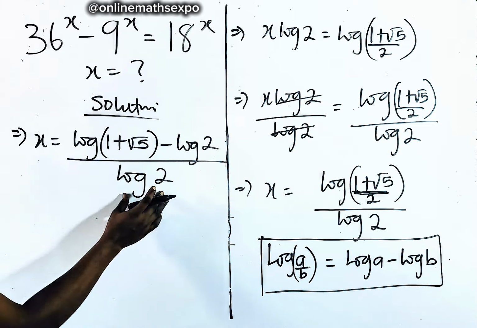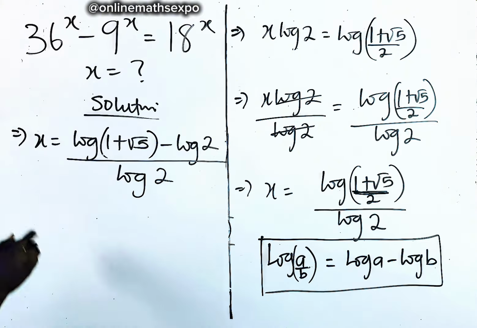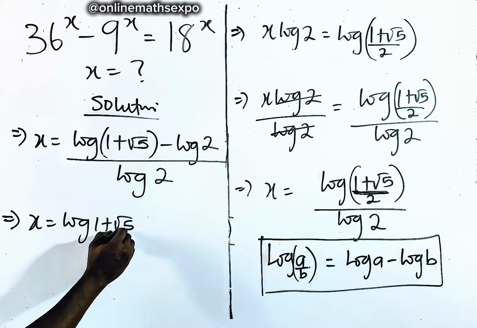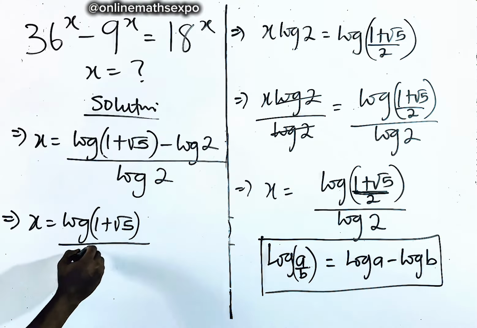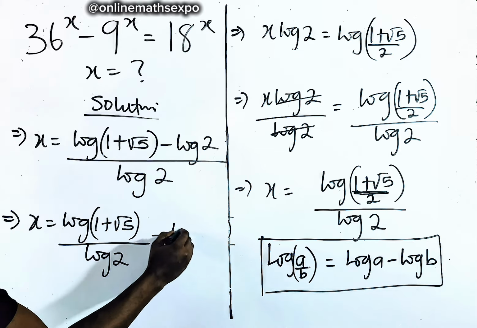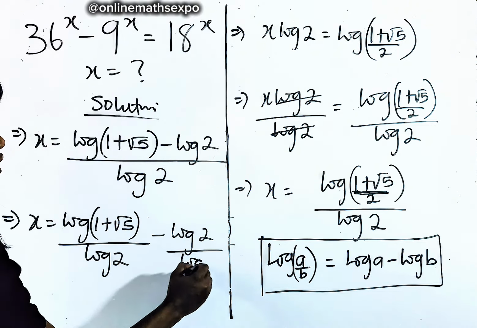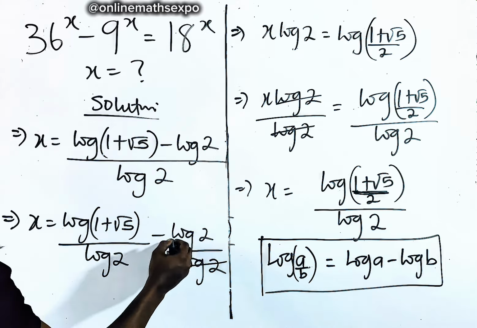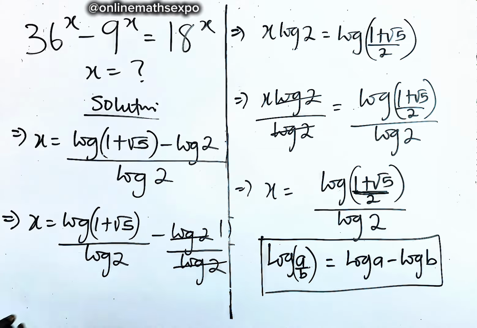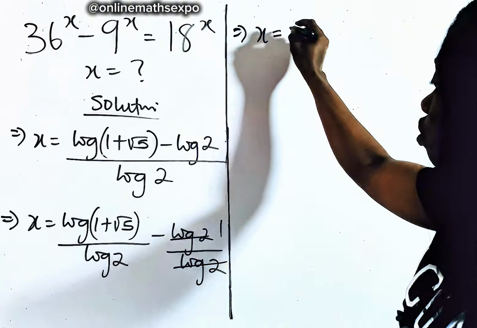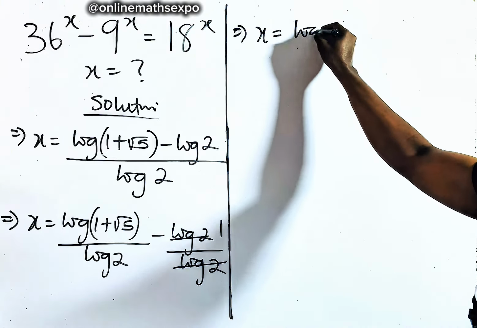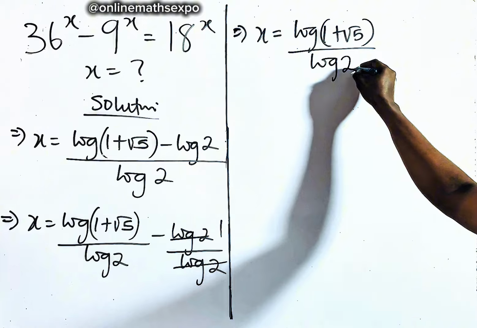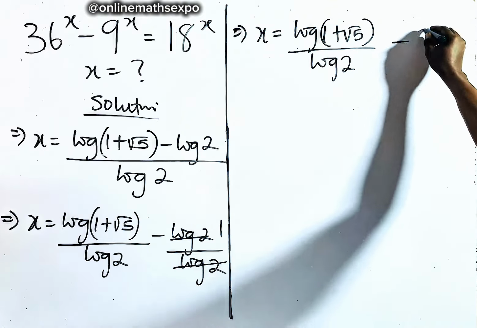This can divide each of the numerators. So we now have x is equal to log of 1 plus root 5 divided by log of 2, minus log of 2 divided by log of 2. What do you do next? These two are the same, so divided by itself it gives you 1. So we keep simplifying to have x is equal to log of 1 plus root 5 divided by log of 2 minus 1.